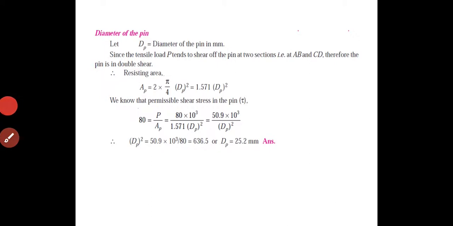Let dp be the diameter of the pin. This is the tensile load. P tends to shear off the pin at two sections, AB and CD. Therefore, the pin is in double shear.